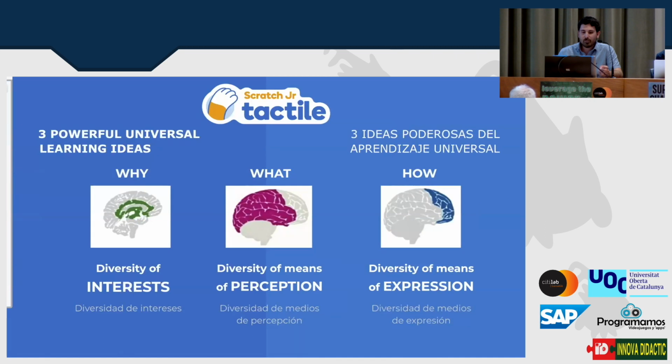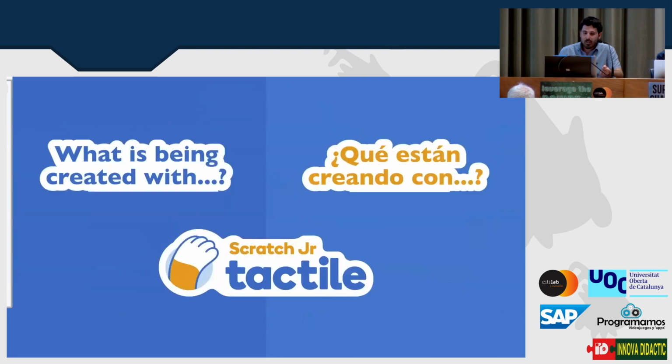And these ideas of universal learning, like Snap probably follows, are diversity of interests, diversity of means of perception, and diversity of means of expression as well. No? This creativity allows different children with different abilities to participate.